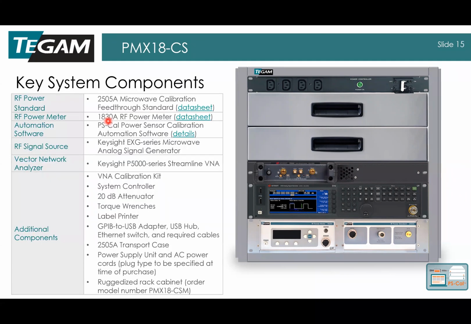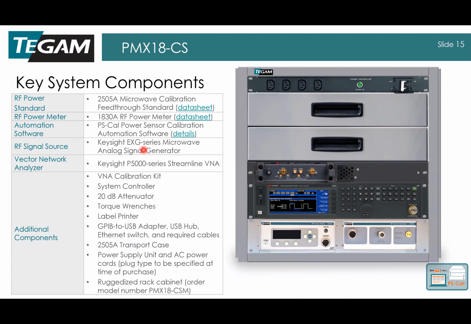And just a quick look, if you want to take a look at some of the different system components, the 2505 and 1830 from TEGAM. Of course, it comes with PSCal, the Keysight EXG generator, and the Keysight P5000 series streamline vector network analyzer, which is a key piece in keeping the system compact. It's worked really well in our work here with it.